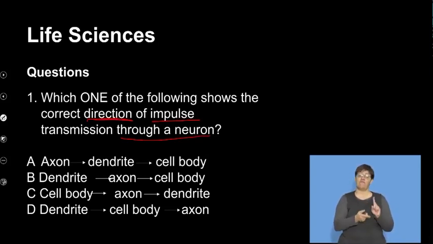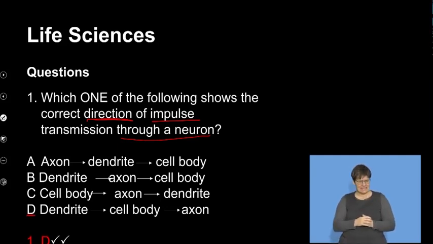So what would be the direction? The first one says it's from the axon to the dendrite and to the cell body. B says from the dendrites, axon to the cell body. Number C says cell body to the axon to the dendrites. Number D says dendrites to the cell body and axon. So direction, which one will be correct in this case? Number D will be correct.